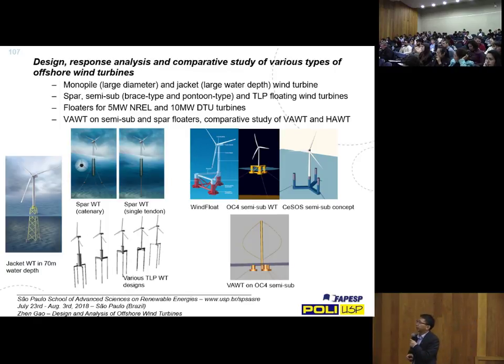And of course, we are interested in different types of turbines, different floaters, and for different sizes of turbines. So we are basically looking at a 5 megawatt aerial and a 10 megawatt DTU turbine, and also try to see the difference in terms of floaters for different sizes of turbines. As I also mentioned, we look at a vertical axis wind turbine as a study also.